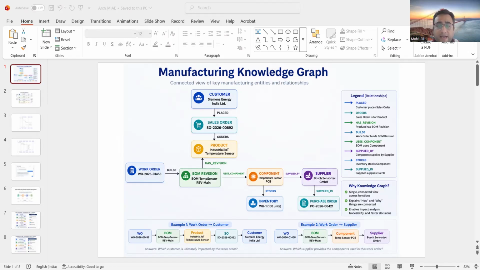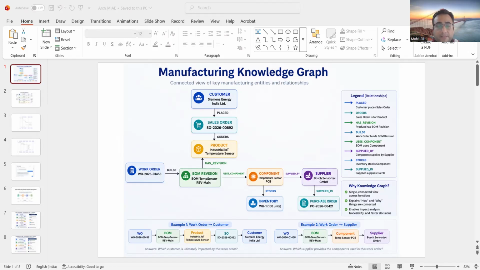As you can see on the slide, let's first understand the underlying manufacturing knowledge graph. Each box in this diagram represents a business entity from the manufacturing domain, and each arrow represents a business relationship. For example, a customer places a sales order. The sales order orders a product, and the product is associated with a specific BOM revision. The BOM revision defines the components or items which are required to manufacture the product. Each component is sourced from one or more suppliers. Finally, a work order is created to build that specific BOM revision.